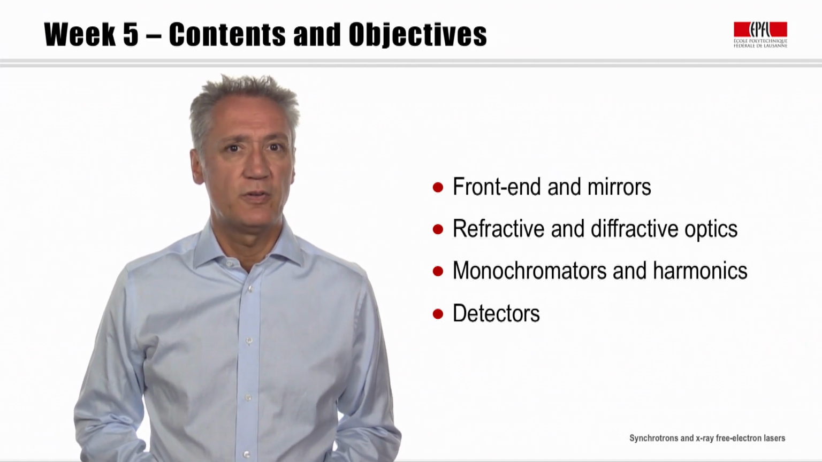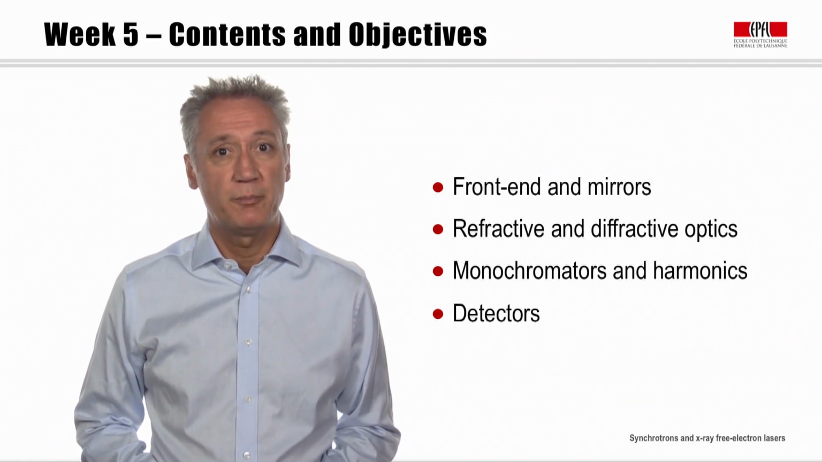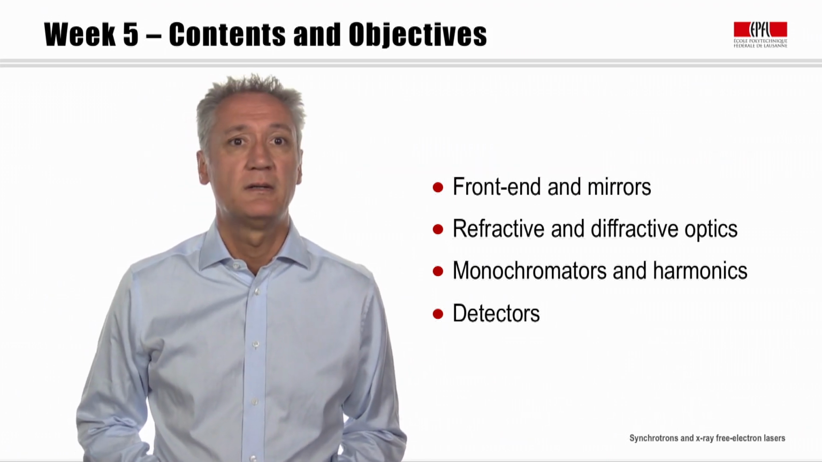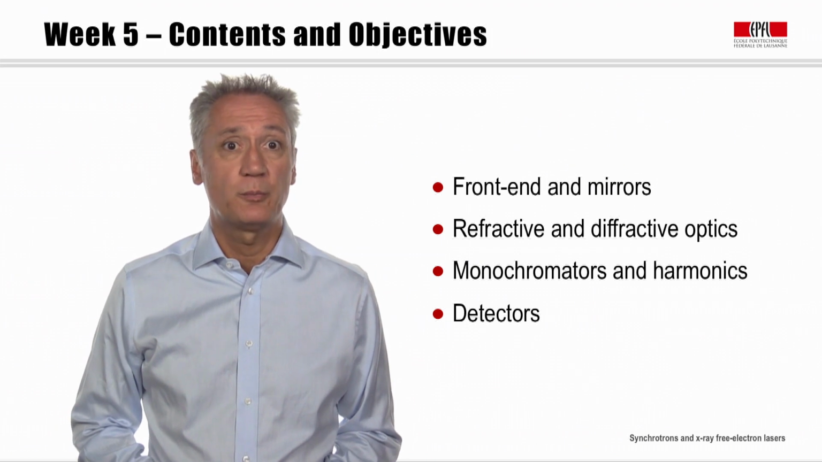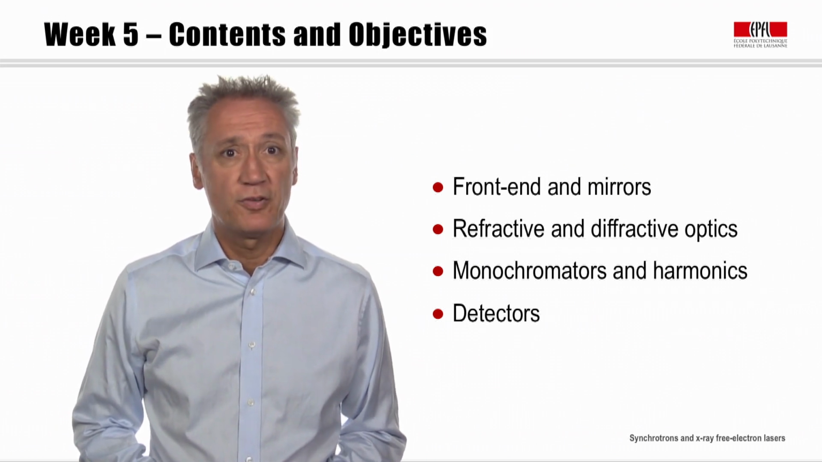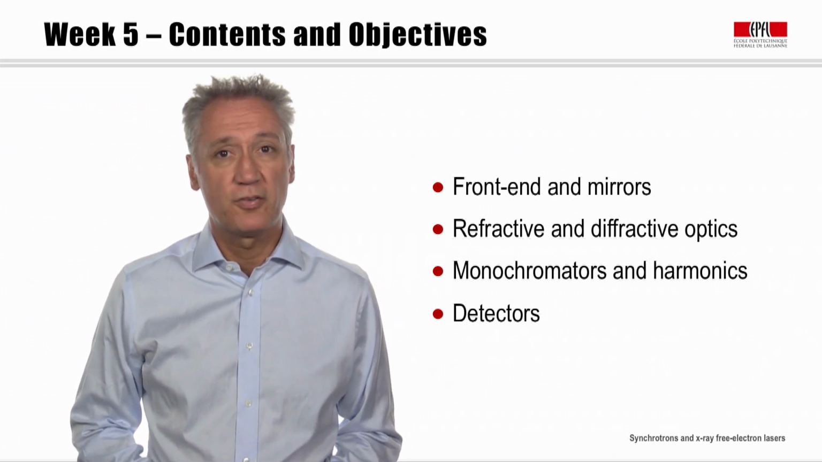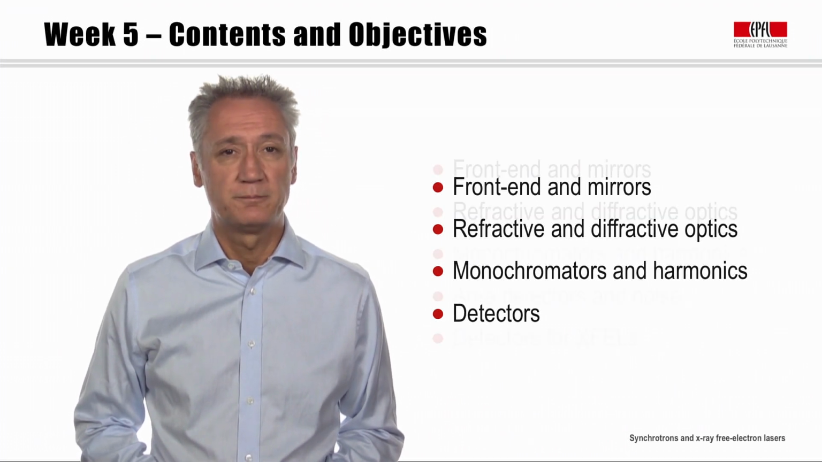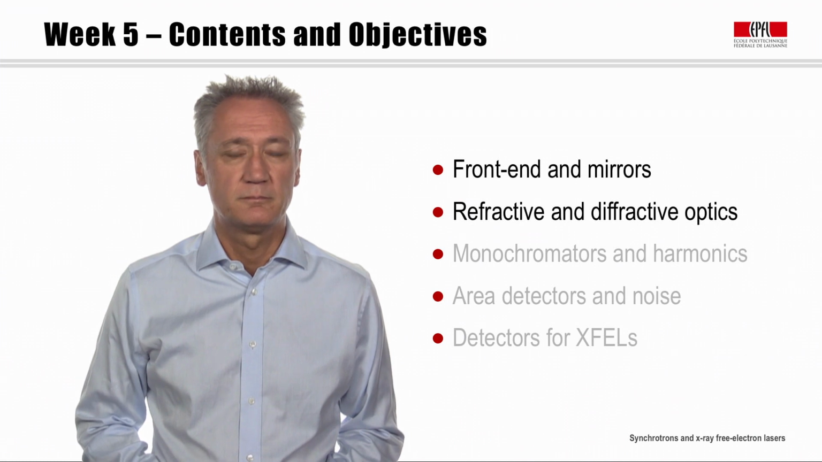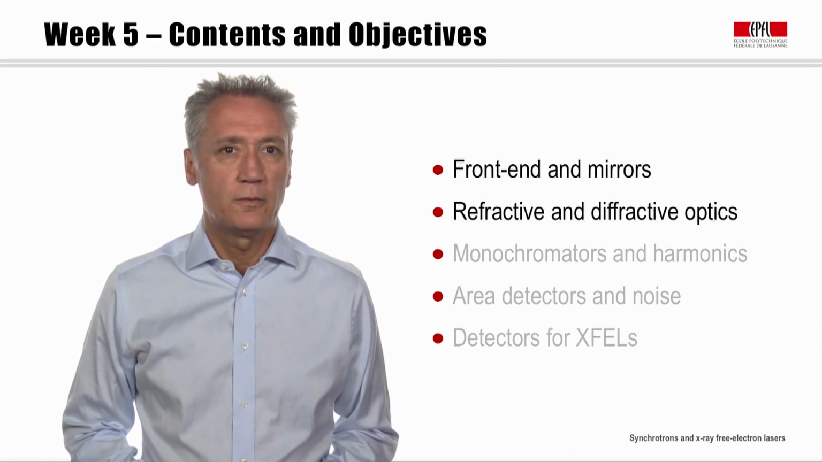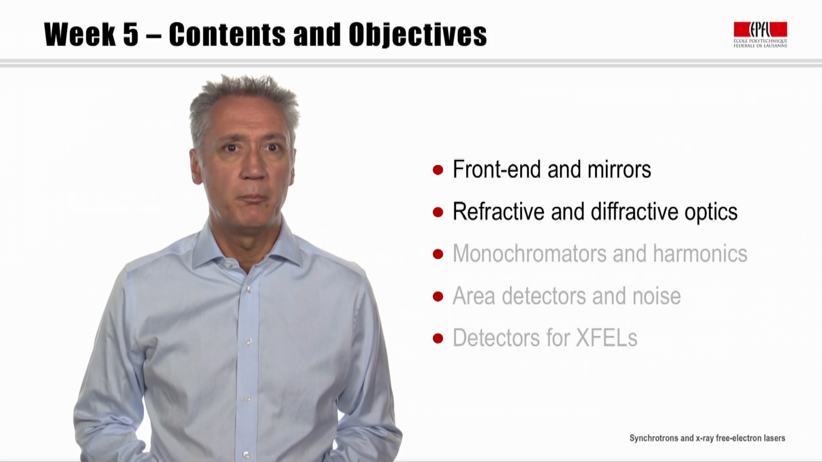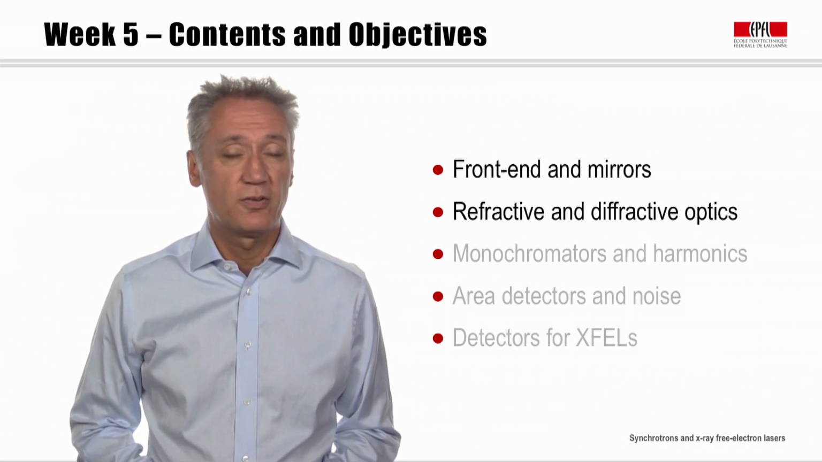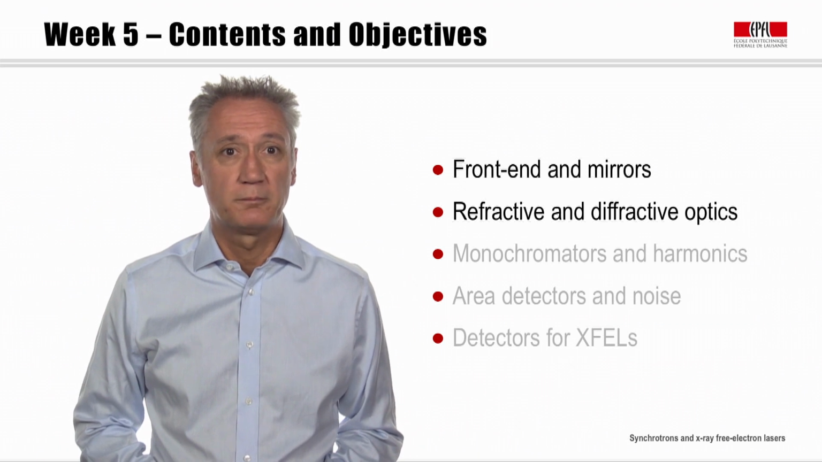This week, we discuss how we manipulate this radiation at beamlines, including the role of the so-called front end, mirrors and other focusing optics, monochromators, including the suppression of harmonics, and finally, different types of photon detectors. This first video is primarily concerned with the most important features of the front end, and then a discussion of mirrors and other focusing optics.